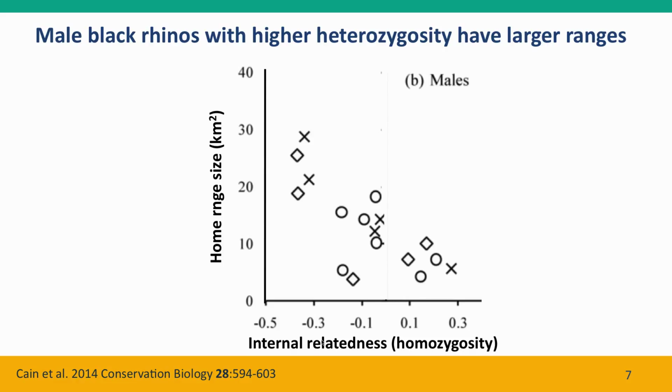Another set of data comes from black rhinoceroses in Africa. Rhinoceroses typically range over large territories, but they found that the animals with higher heterozygosity, now this graph is backwards, that's homozygosity, this direction is increasing heterozygosity, had substantially larger home ranges, which is likely to be a predictor of their overall fitness and ability to survive and reproduce.